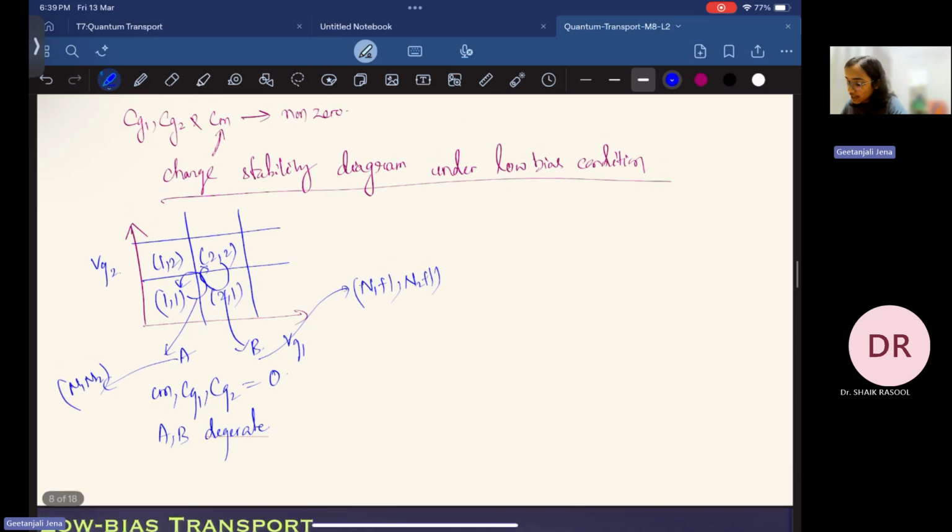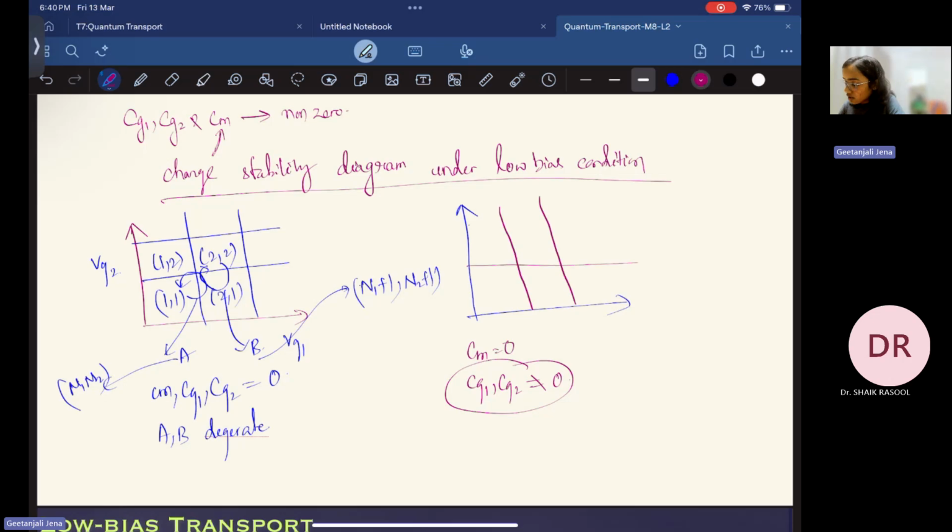And this is for the square lattice. In the next case, Cm is 0, but Cg1 and Cg2 are non-zero. Because Cg1 and Cg2 are non-zero, this vertical line will now get tilted, because now Vg1 is affecting Vg2, and also Vg2 is affecting Vg1. That is why the charge stability diagram will get tilted.